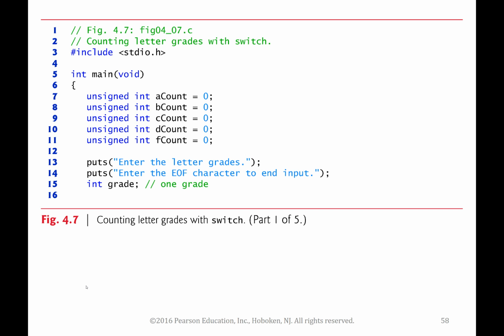We start off with the number of A's, B's, C's, D's, and F's in a class being 0. And we're going to do something a little different here. Enter the letter grades. Enter the end of file character to end the input. The end of file character in Windows is a Control Z. So, int grade. We're going to enter a grade.